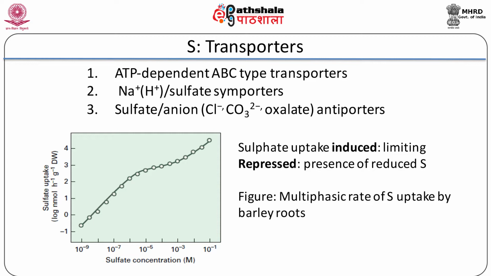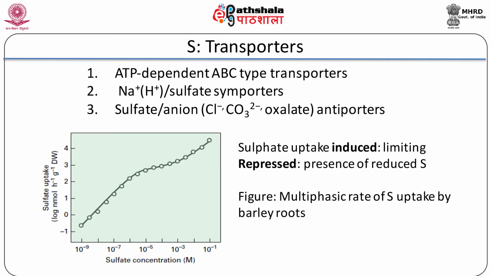SULTRs are the sulfur transporters. Plants' sulfur transporters, or the SULTRs, are integrated into the membranes by 12 transmembrane regions and contain a STAS domain. The STAS domain is important for the correct incorporation into the membrane, activity and interaction with other proteins. Sulfate uptake is induced when sulfate is limiting and is repressed in the presence of reduced sulfur.